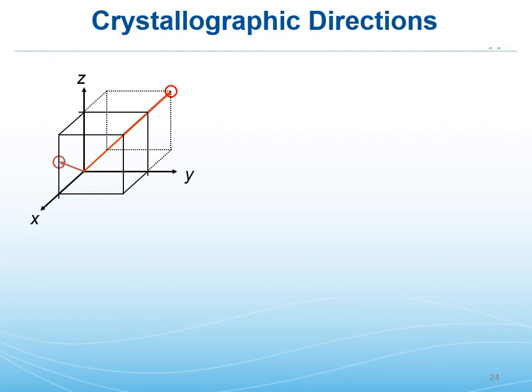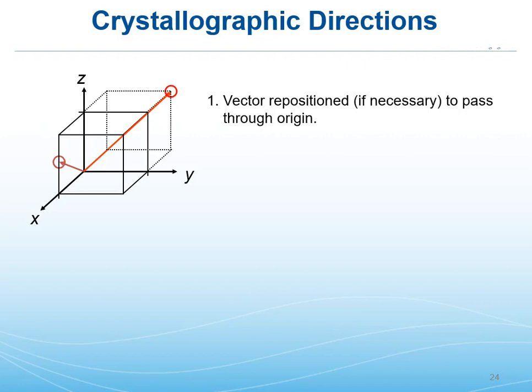They assume that you start at the origin and move in a vector direction. So if you remember your unit vectors, i hat, j hat, k hat, you basically make an x, y, z vector starting at the origin and going to your point of interest, and that becomes a crystallographic direction. So you will need to reposition your vector to pass through the origin. So you might have to move it over one unit cell or another.